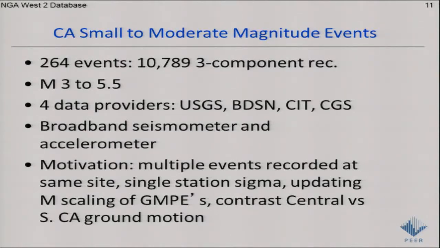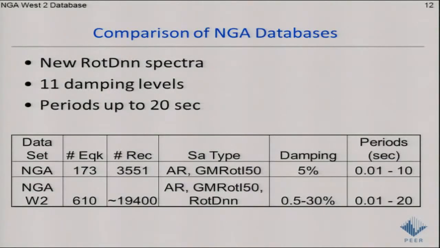And also we wanted to have a review of the contrasting ground motions between the Central California and the Southern California regions. So when we combine those two data sets, the worldwide crustal events and this California small magnitude events, we have the full NGA West2 database.